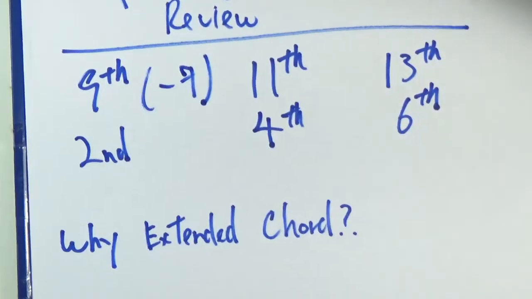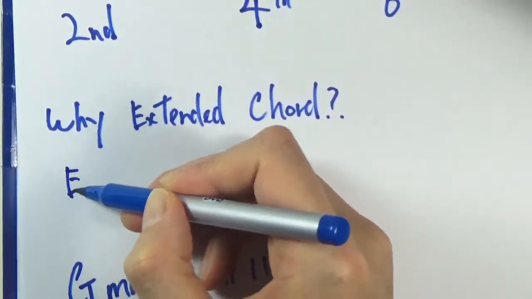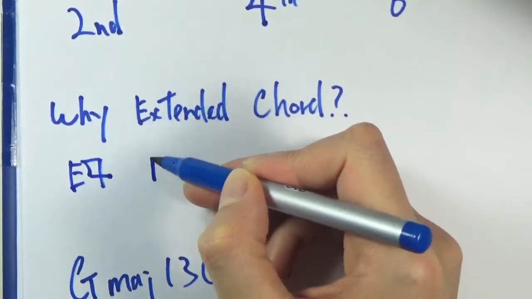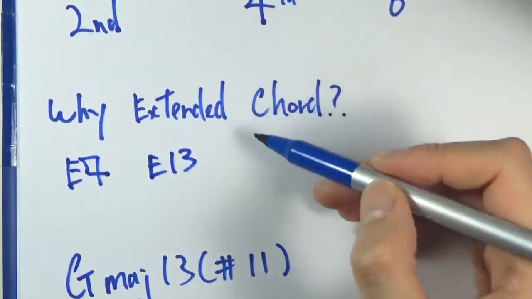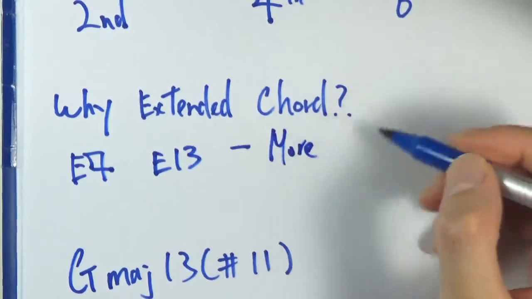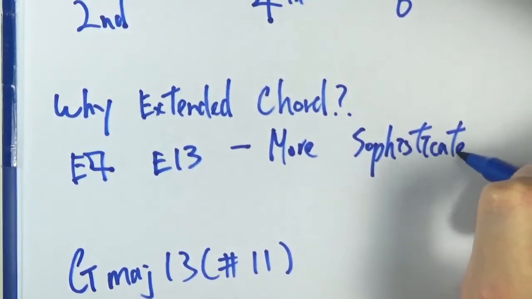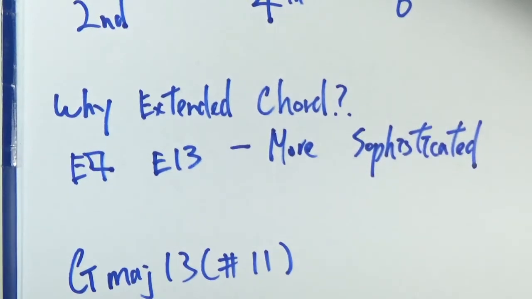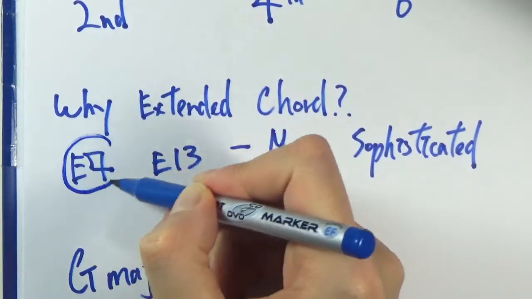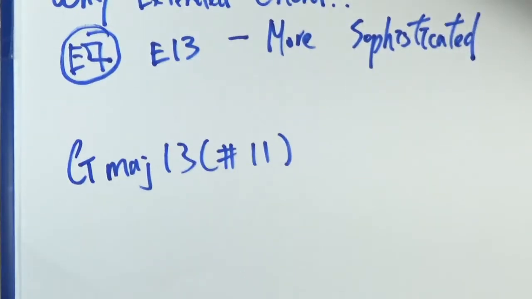All right. So why do we need extended chords? For example, we could have just played E7, right, instead of something like E13. So one reason is they make the chord sound more sophisticated. We're adding some extra flavors to the chord, but it's still an E7 chord, for instance, in this case. Let's take a look at some specific examples.